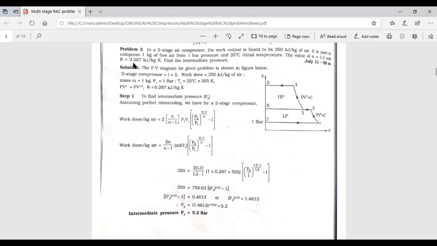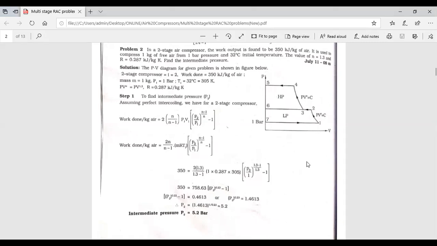And R is 0.287 kilojoules per kg Kelvin. Find the intermediate pressure. So by knowing the work done, you are going to calculate the intermediate pressure. What is the intermediate pressure here? P2 and P3 are intermediate pressure. P1 is your inlet pressure and P4 is your delivery pressure. Our aim is to calculate P2 or P3.